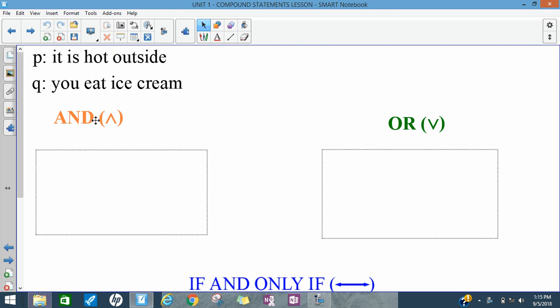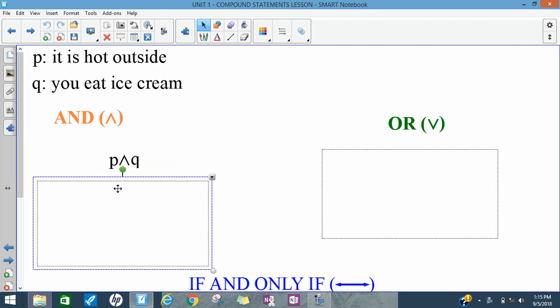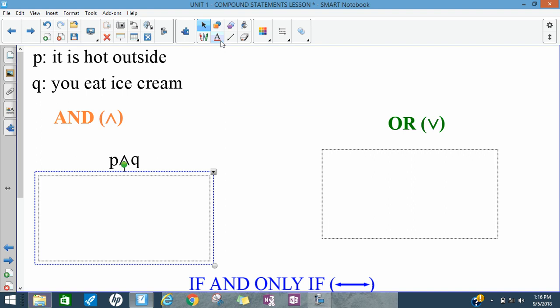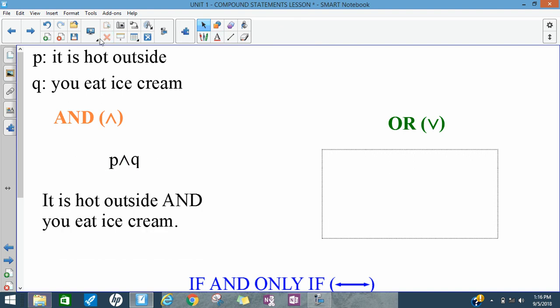And one of our new symbols is the word and. And is this, it looks almost like an A, just without the horizontal bar. And so this symbol in logic means and. So if we want to use P and Q to write this symbolic statement into words, we would say, it is hot outside and you eat ice cream. So notice there's no if-then here with an and type of statement.